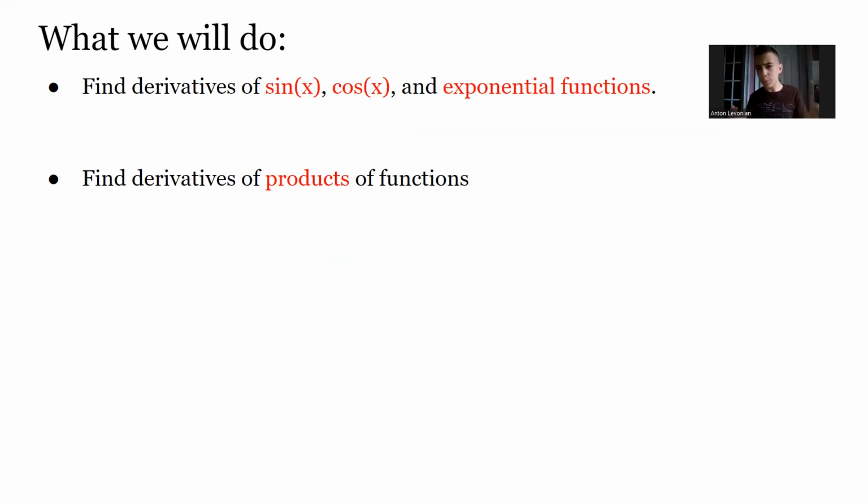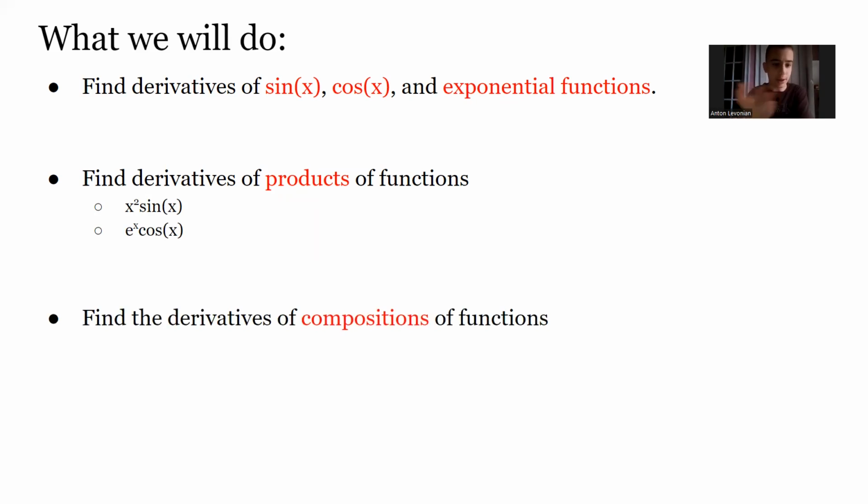So there was one property of the derivative about addition. Well, the same thing doesn't actually work for multiplication. You can't multiply the derivatives of two functions together and get the derivative of those two functions multiplied together. It doesn't work that way. It does for addition, but not for multiplication. So we will find how it works for multiplication in this lesson. And we will be able to tackle derivatives of products of functions such as x squared times the sine of x, e to the x times the cosine of x, or something like that.